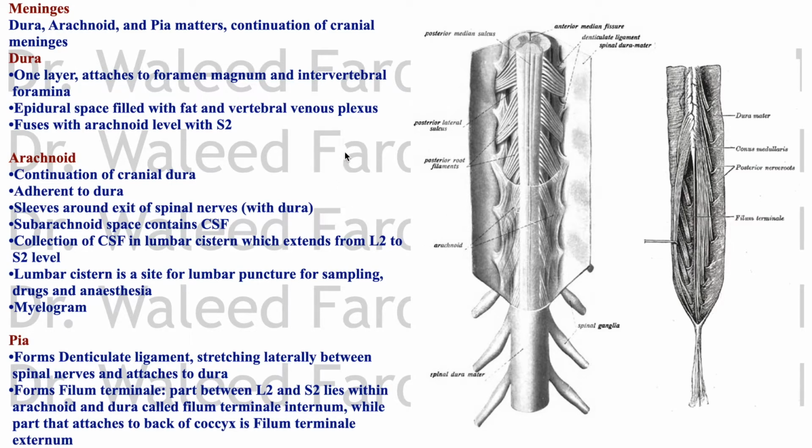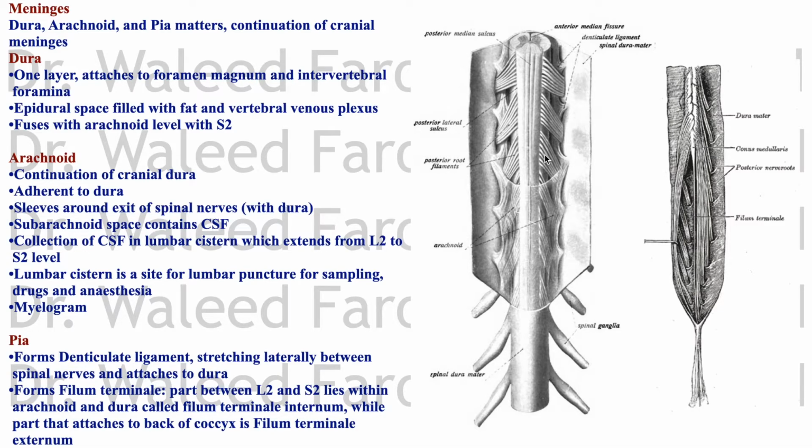Arachnoid is a continuation of the cranial arachnoid. Sorry about this mistake here. It's a continuation of cranial arachnoid, not dura. It's adherent to dura, and it also forms sleeves around the beginning of the spinal nerve. That's why in a myelogram, when you inject a dye in the lumbar cistern, you get a dentated picture like the same figure you see here. See, but these dentations are not formed by the pia mater. Actually, the dentations in the myelogram are the dye entering the sleeves at the beginning of the spinal nerve. So there is a difference between these dentations and the dentations you observe in a myelogram.